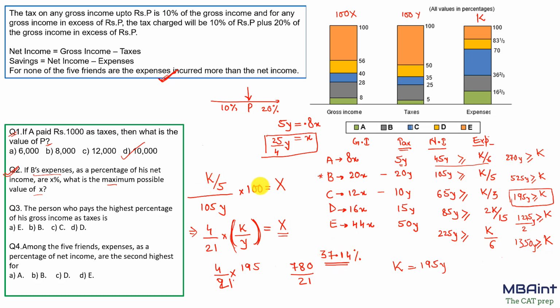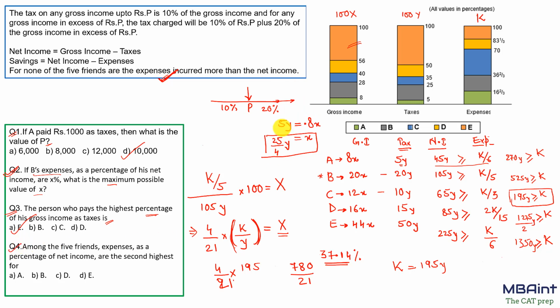Hope this is clear. Now let's see question number 3. The person who pays the highest percentage of his gross income as taxes is... Now this is a very direct question and it could be solved without looking into anything. So who will pay the highest percentage of his gross income? The person having the highest salary or the highest income. So that would be this person, that is E, right? Because as the value is increasing, the tax that he is paying is also increasing, right?